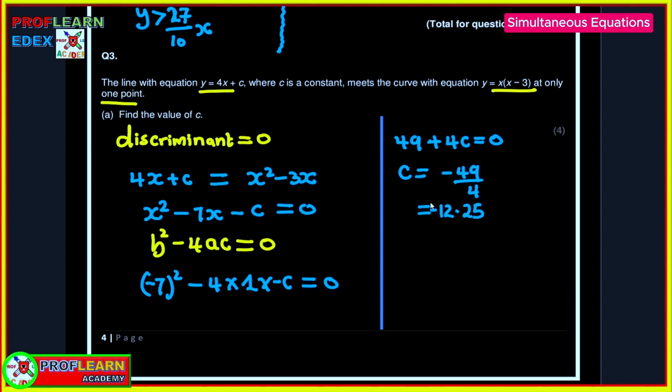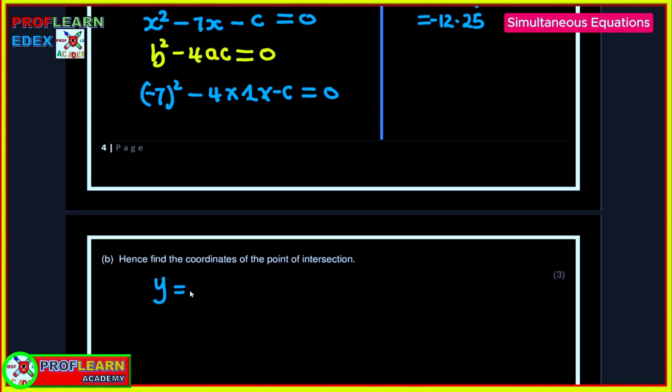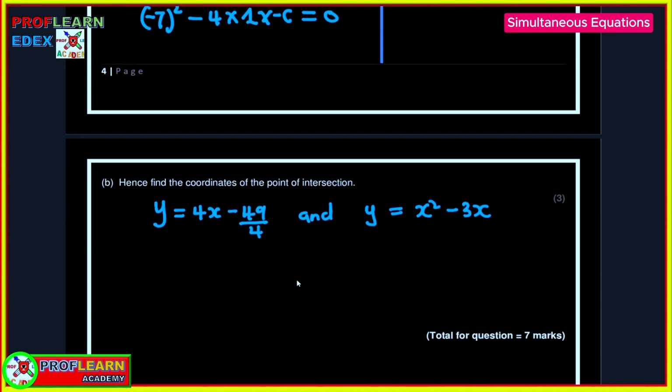Then we can move to the next question. Hence, find the coordinates of the point of intersection. So we have already gotten the equation of the straight line, and we have the equation of the curve, meaning that we are going to solve these two simultaneously. We are going to equate or use substitution in order to solve them.